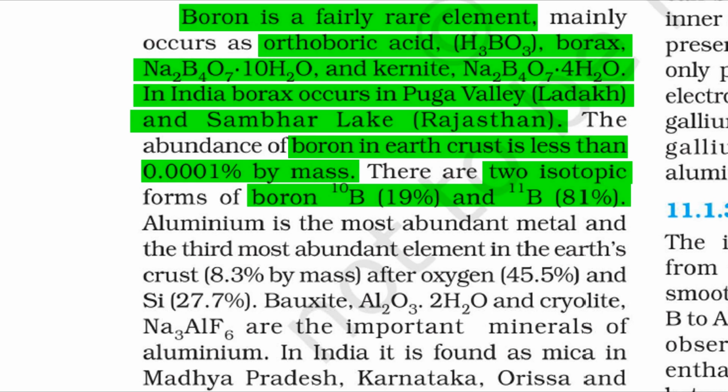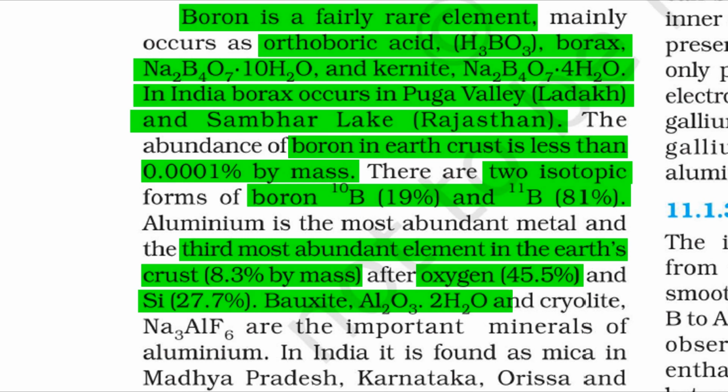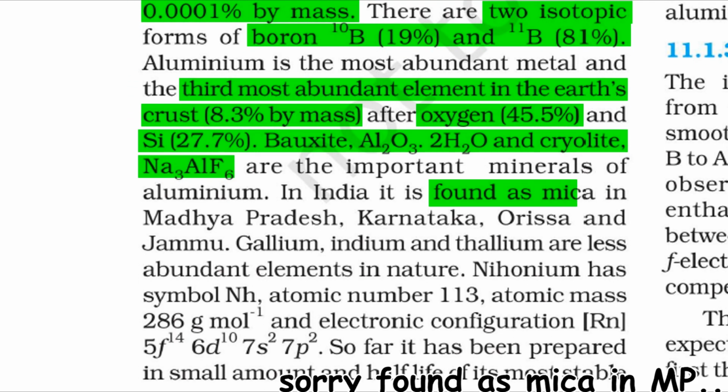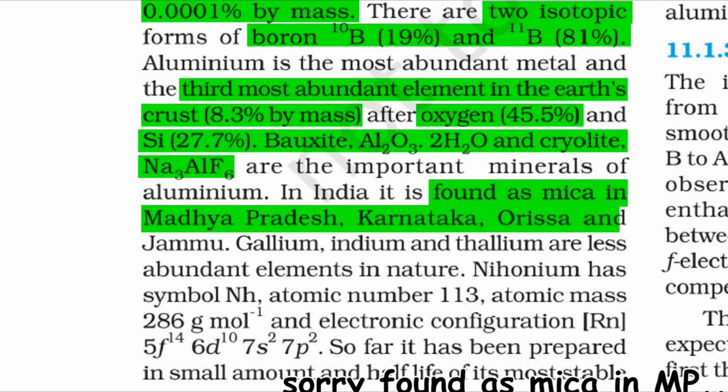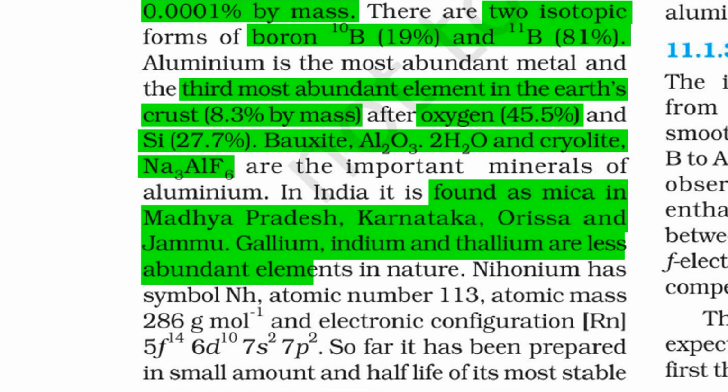Next about aluminium, it is the third most abundant in earth crust, that is 8.5% by mass, and the first is oxygen, that is 45.5%, and second is silicon, that is 27.7%. And there are some compounds of aluminium that you should remember: bauxite, that is Al2O3.2H2O, and cryolite, that is Na3AlF6. Aluminium is found in Mica, Madhya Pradesh, Karnataka, Odisha and Jammu. And the next thing is gallium, indium and thallium are less abundant in earth crust.